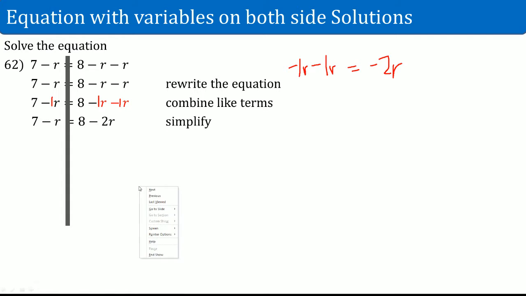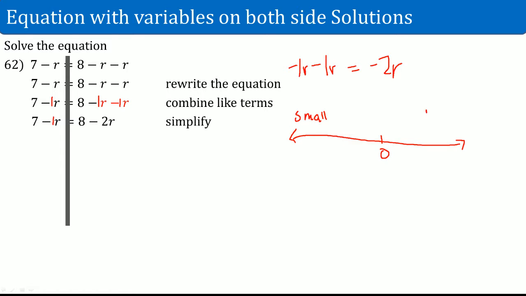What is smaller? A lot of students don't get this part. What is smaller? Look at a number line. Just look at the number line. Right, this is small and this is large. I do not know why you guys make this so much more difficult for yourselves. This is negative 1. This is negative 2. This is negative 3. What is a smaller number, negative 1r or negative 2r? Negative 2r. That's why you add the 2r to both sides.